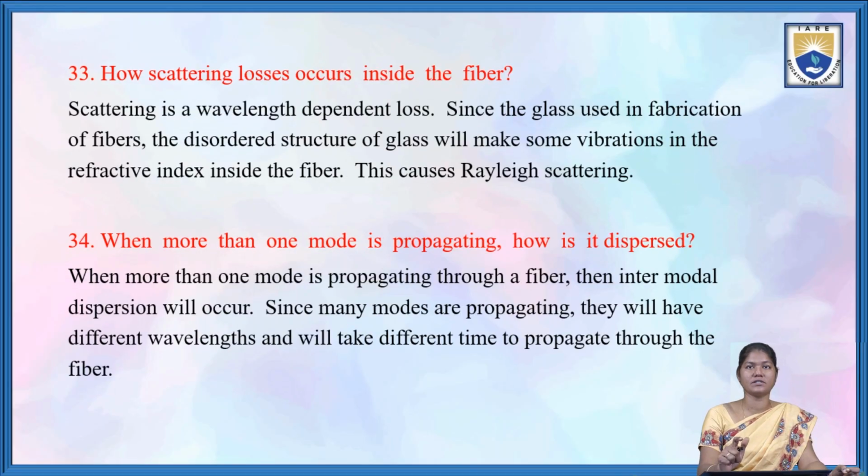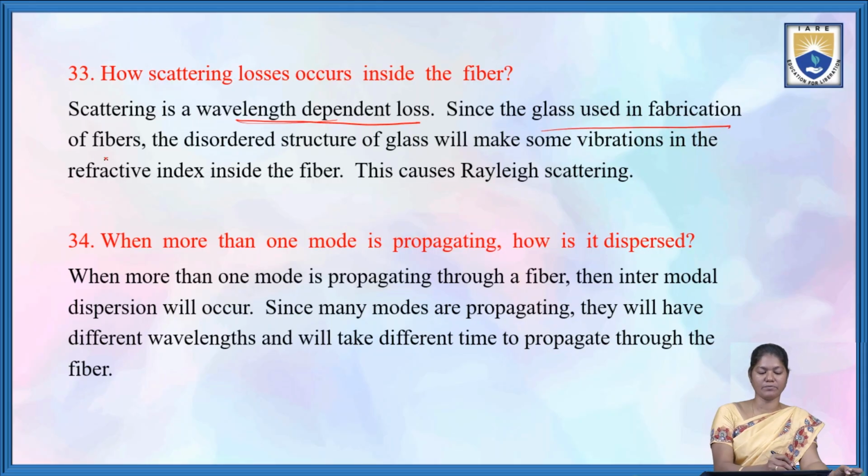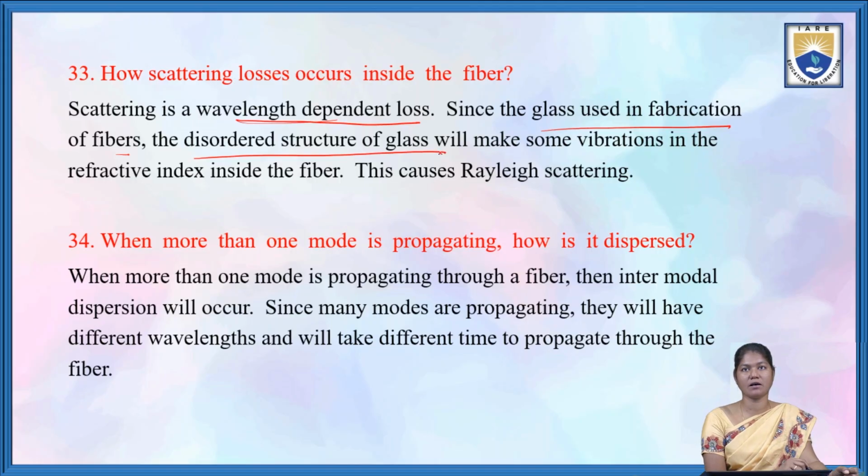How do scattering losses occur inside the fiber? Scattering is a wavelength dependent loss. Since the glass used in fabrication of fibers has a distorted structure, it will cause fluctuations in the refractive index inside the fiber. So this causes Rayleigh scattering.